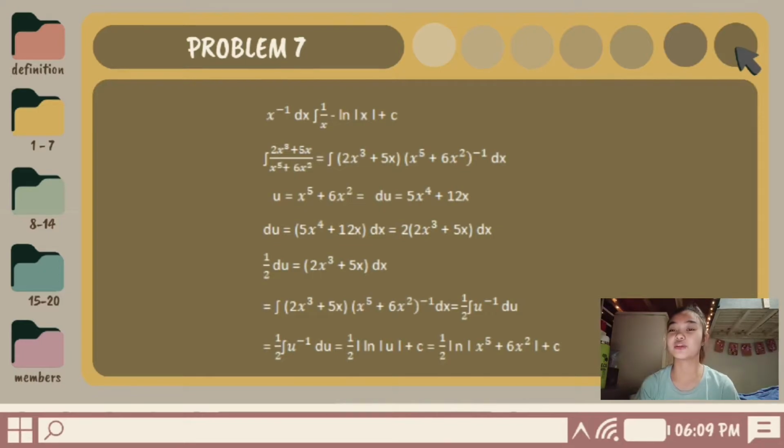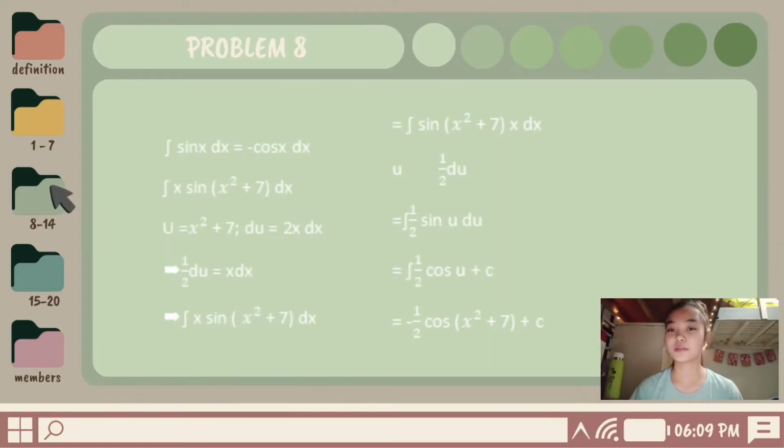Then the integral of the quantity 2x cubed plus 5x times the quantity x to the 5th plus 6x squared raised to negative 1 dx is 1/2 the integral of u raised to negative 1 du, which will be equal to 1/2 natural log of the absolute value of u plus c. Our final answer will be 1/2 natural log of the absolute value of x to the 5th plus 6x squared plus c.